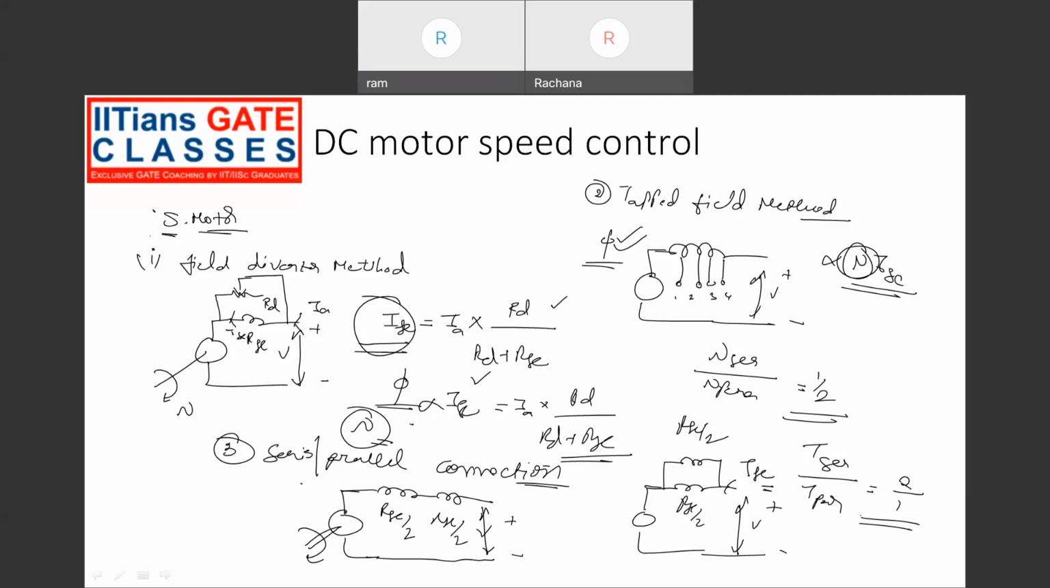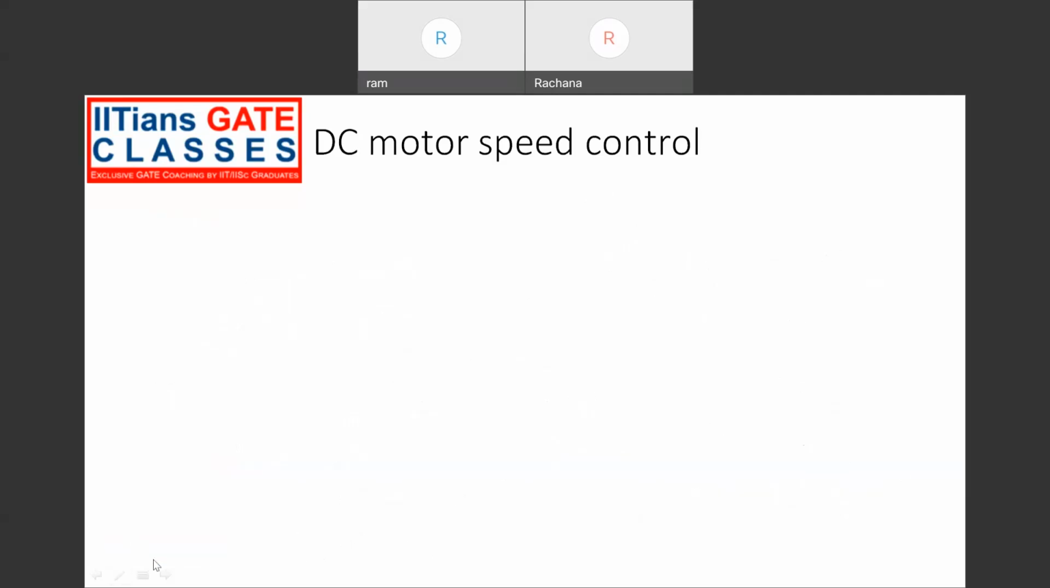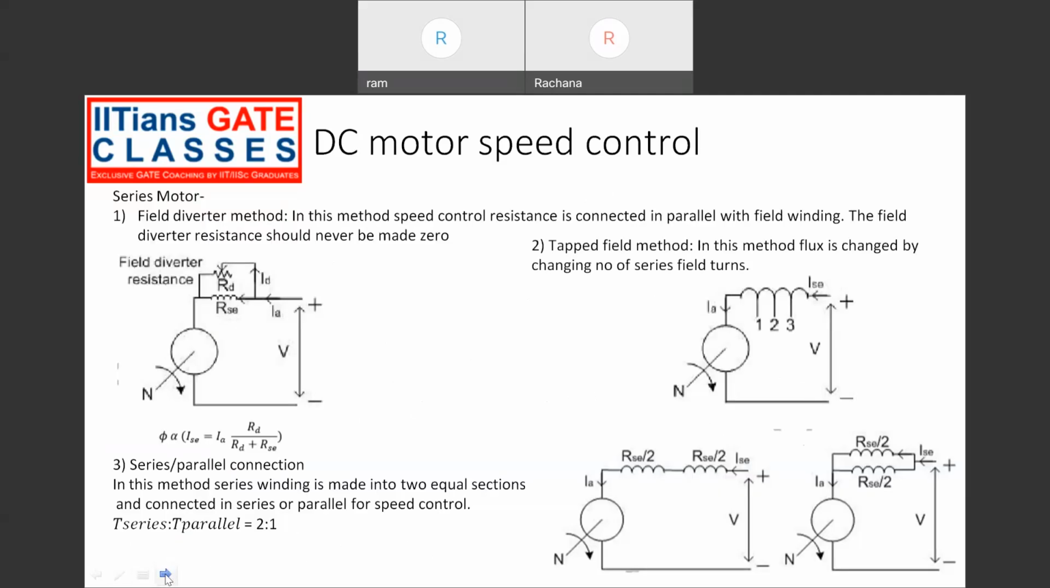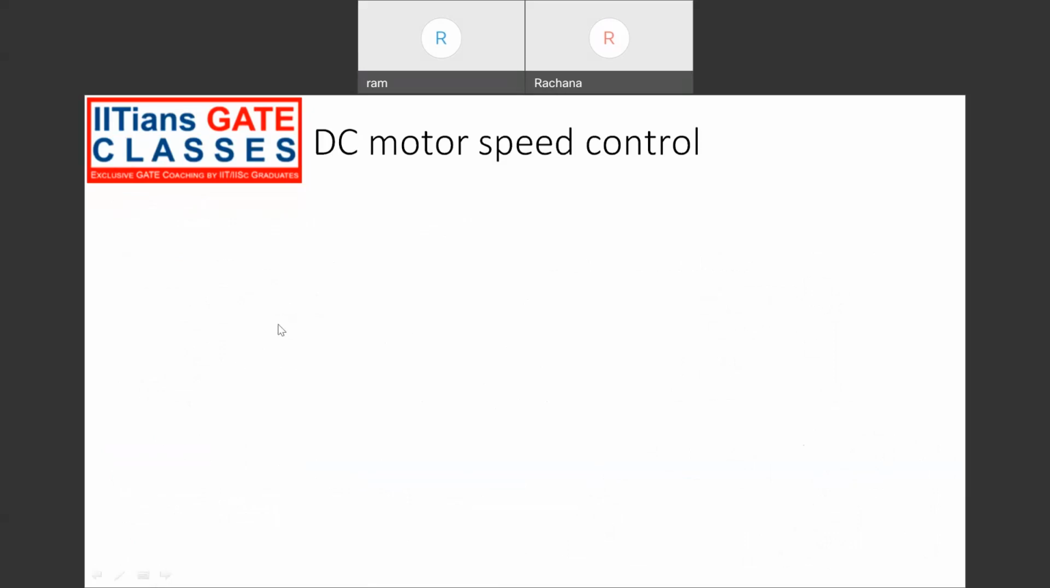We'll go to the next topic, that is the armature control method. This is what we have discussed. So the next topic is the armature control method.